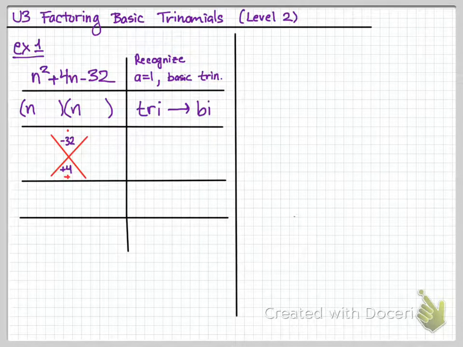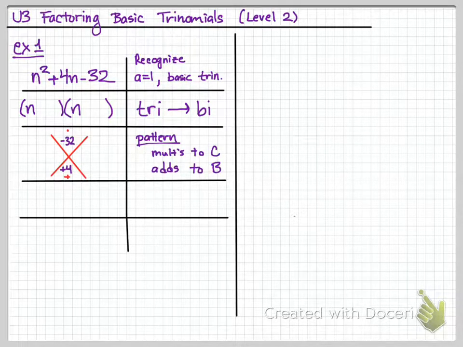So there's always that pattern in a basic trinomial. The C is the multiplication result, and the B is the addition result. So we've got to find two numbers that multiply to C and add to B, and that always happens in a basic trinomial. So we think about that, and we figure out to use all the numbers that we can, and you find out that positive 8 and negative 4 are the ones that work.